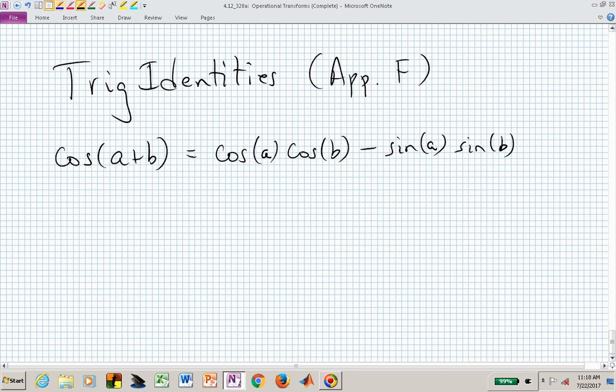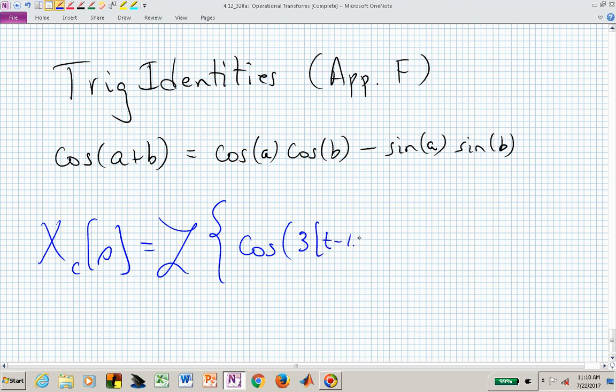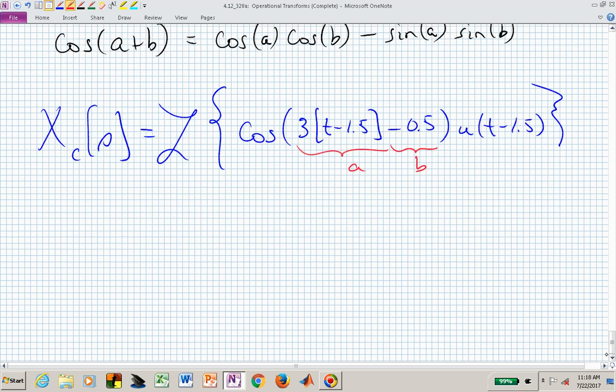So that now if we want to find the Laplace transform of that delayed cosine, we're looking at the Laplace transform of the cosine of 3 t minus 1.5 minus 0.5 u of t minus 1.5. Again, here is our A piece, and there is our B piece, and that now allows us to rewrite this expression on the right as a sum of two terms.